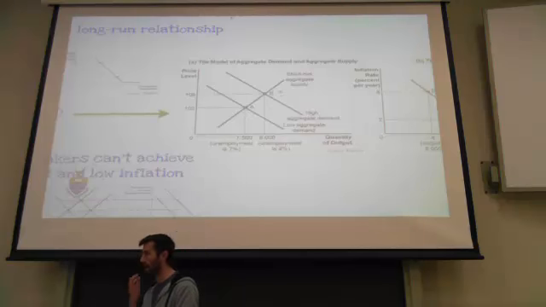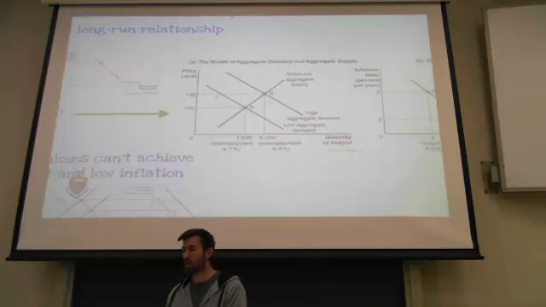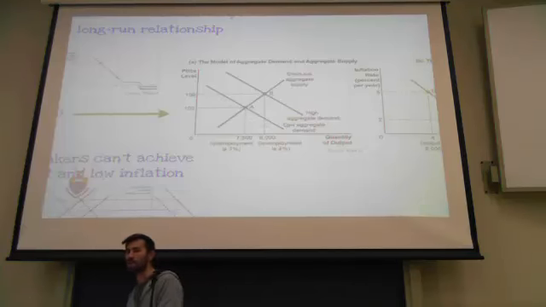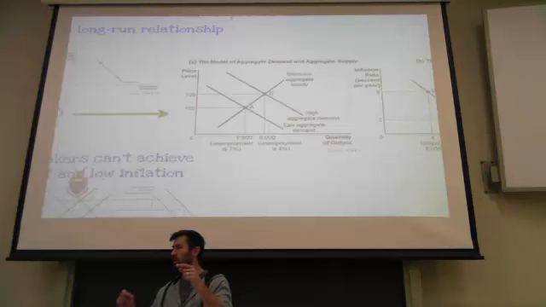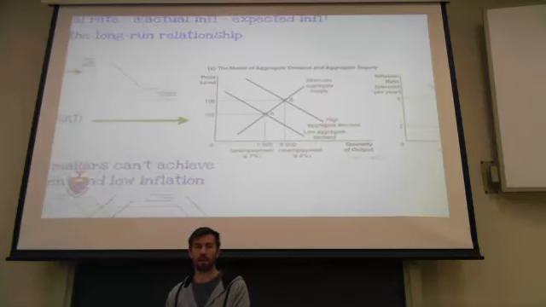Because what does the short run aggregate supply curve tell us? If prices go up, we expect employment to go up, which is the same as saying if we expect prices to go up, what do we expect unemployment to do? Unemployment should go down, which is what our Phillips curve is telling us. If prices go up, we expect unemployment to go down.